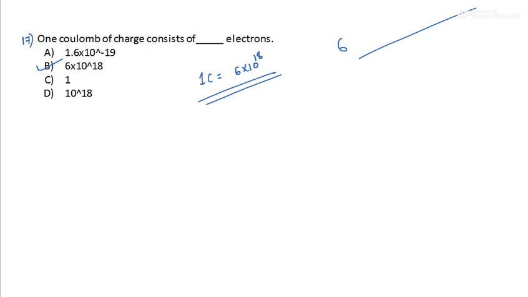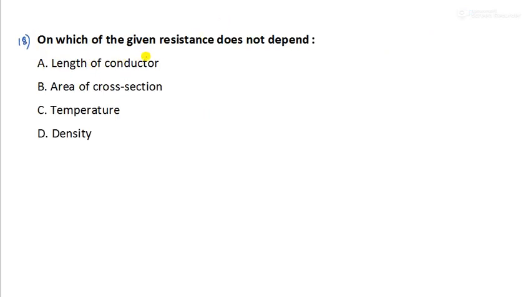Okay, next is question number 18. On which of the given does resistance not depend? So once again, as I said, it depends on length, the cross sectional area, and also the nature of the material. Resistance depends only on these three. So here what is the answer? It is density. It also sometimes depends upon temperature, but not on density. So option number D is the right answer.